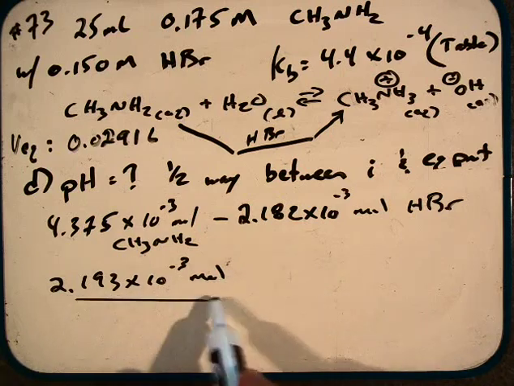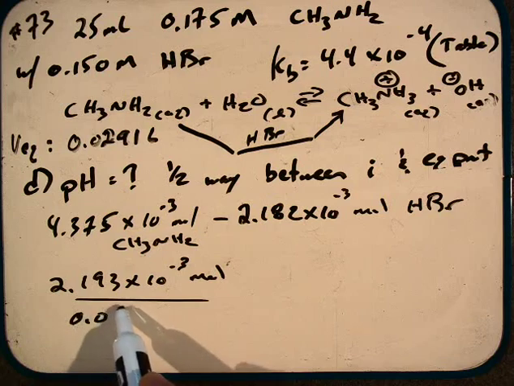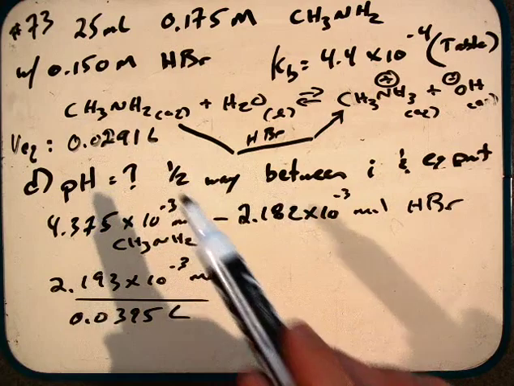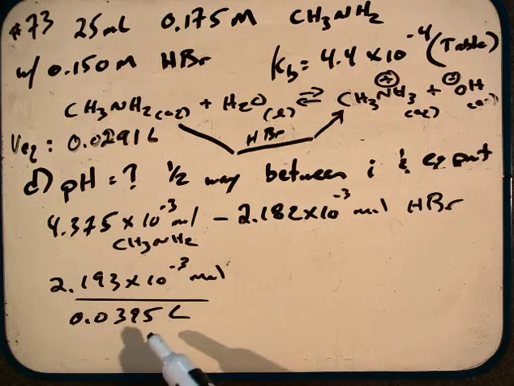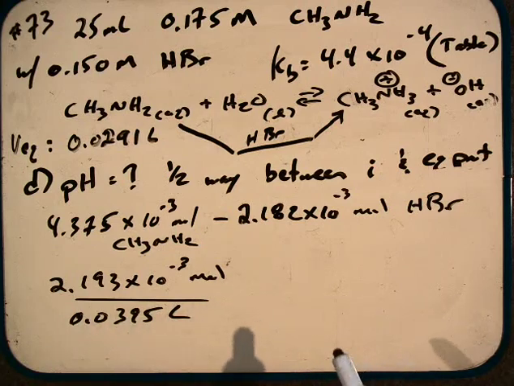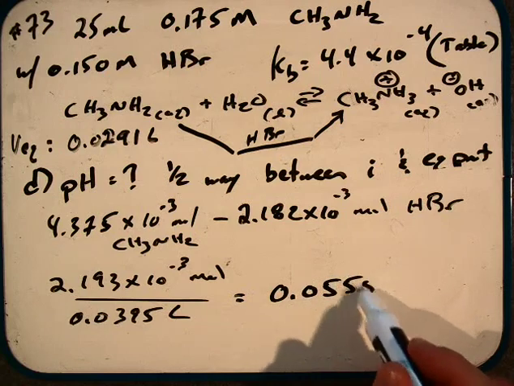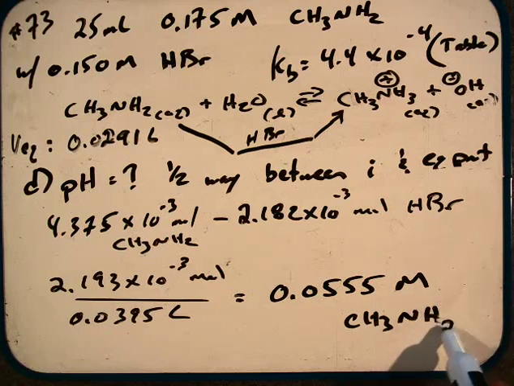And then if we divide that by our volume of 0.0395 liters. Again, we have to realize this would be a volume that is halfway between the equivalence point and the initial. Our equivalence point is 0.0291 liters. So we're adding roughly 14.5 milliliters to our starting solution of 25 milliliters. And so when we take that, we get a value of 0.0555 molar in our CH3NH2.